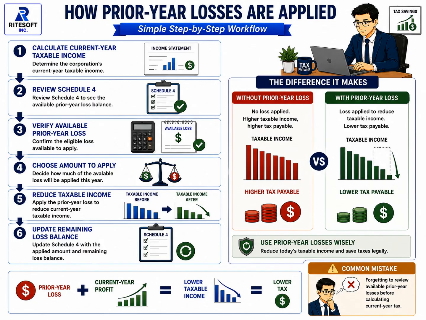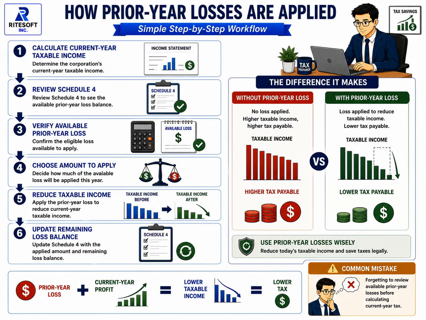This schedule contains the corporation's available loss balances from previous years. It tells you whether any eligible losses remain available to reduce the current year's taxable income. After reviewing Schedule 4, verify the available loss balance. Confirm that the losses are still eligible to be used and that the remaining balance agrees with prior year tax records and working papers. Now comes an important decision.